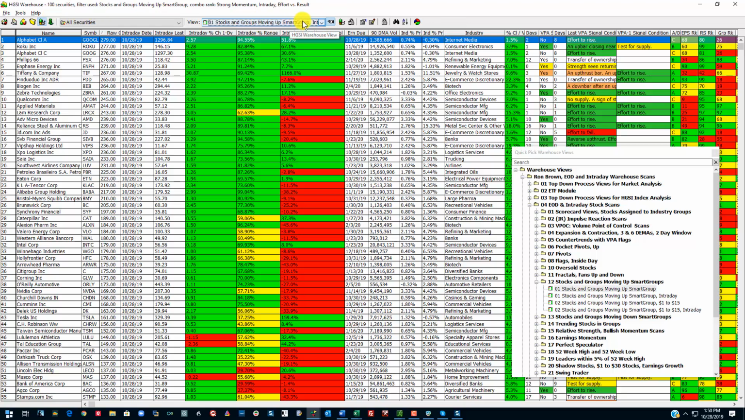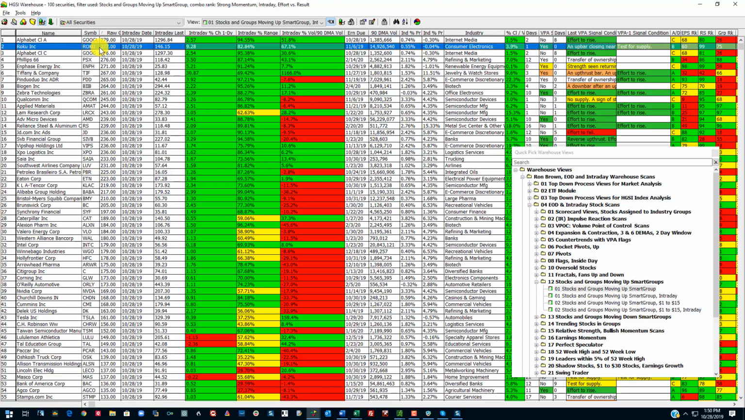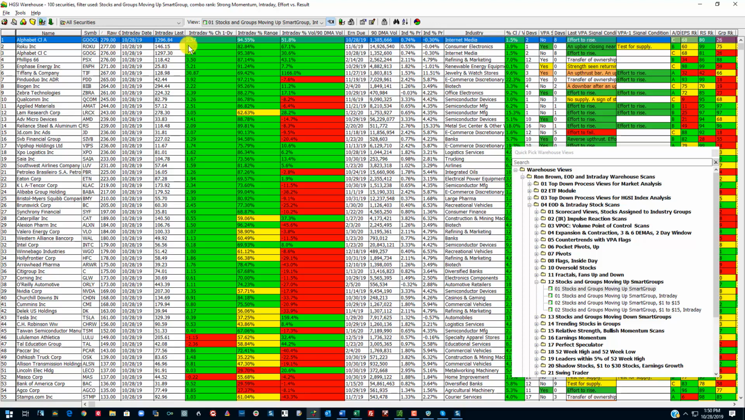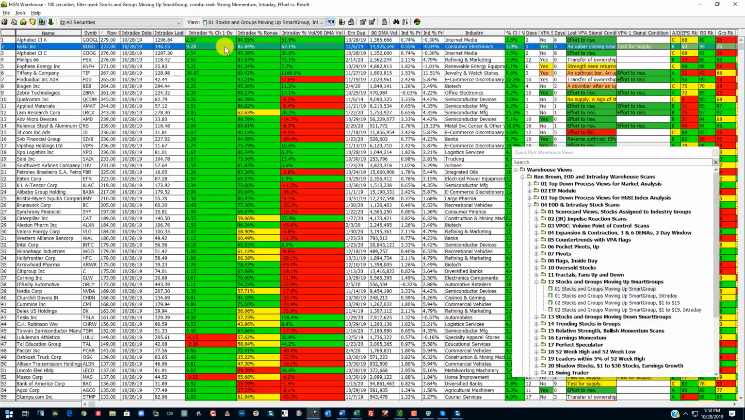stocks and groups moving up smart group intraday view, which is the effort versus result filter, and you can see that Google or Alphabet is at the top here, followed by Roku based upon supply and demand. Now Roku is way up today on another recommendation. This is clearly the momentum favorite right now. It's up 9.28%.